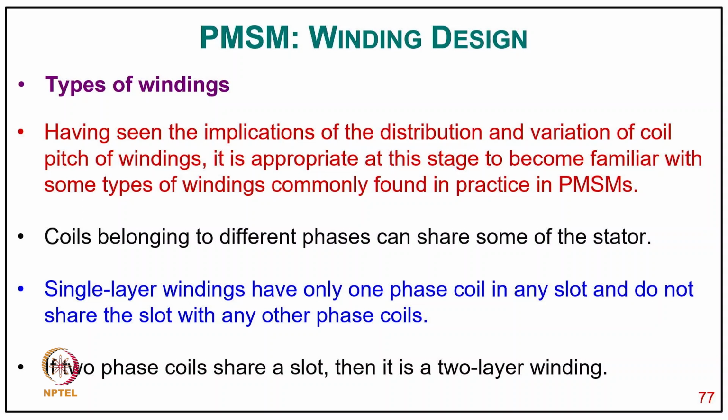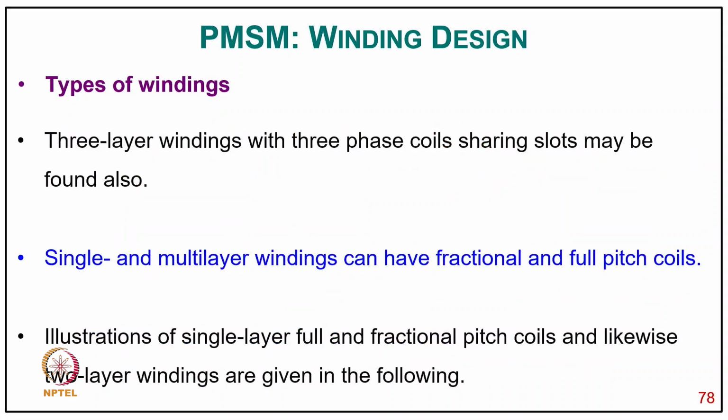Now, having seen the implications of distribution and variation of coil pitch of winding, it is appropriate at this stage to become familiar with some types of winding commonly found in practice in PMSM. Coils belonging to different phases can share some of the stator slots. Single layer windings have only one phase coil in any slot and do not share the slot with any other phase coil. If two phase coils share a slot, then it is a two layer winding. Three layer windings with three phase coils sharing a slot may also be found, and single or multi layer windings can have fractional pitch coils.